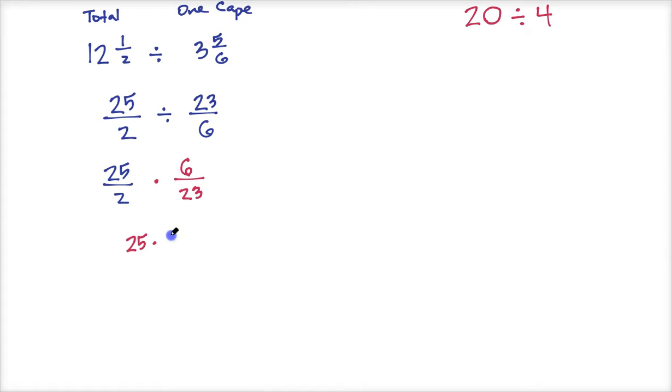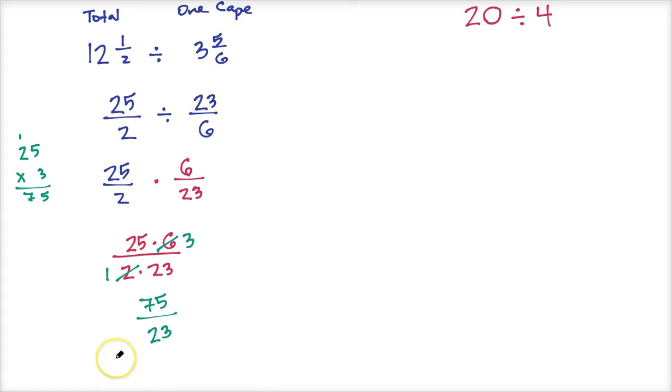So we have 25 times 6 over 2 times 23. I can cancel here. I have a 2 on the bottom and a 6 on the top, so I can divide 2 by 2 to get 1, 6 by 2 to get 3. So we have 25 times 3, which is 75, over 1 times 23, which is 23. So we have the improper fraction 75 over 23.